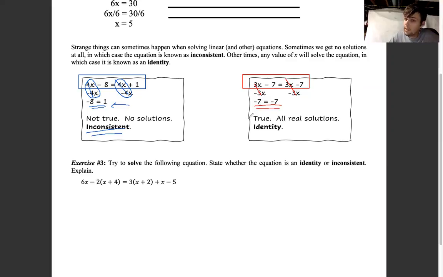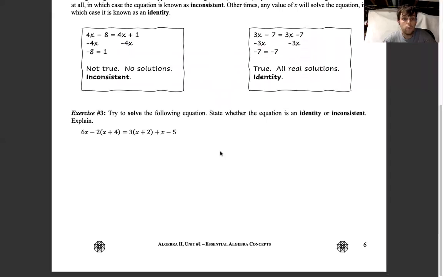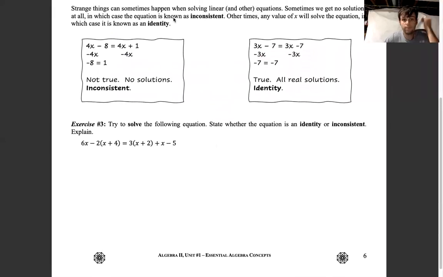When we end up with something like this at the very end with a true mathematical statement, what that means is that all real numbers are solutions, which makes this an identity, which means no matter what number we substitute in place of x, this equation will be true. So these are kind of special types. We have the inconsistent equation, we have the identity. Let's go ahead and take a look at the one below here and see what type it is.